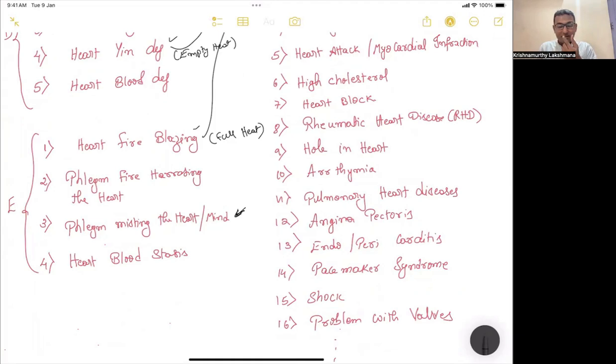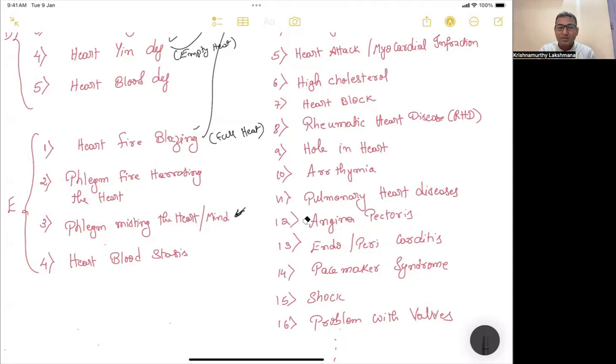Can you explain? Yeah, I will have to deviate a lot from the subject. I will discuss it when I discuss phlegm misting the heart. It is so superb. What is required? The requirement is that you should spot the pattern properly. If you can do that, you will see fantastic, mind-blowing results.